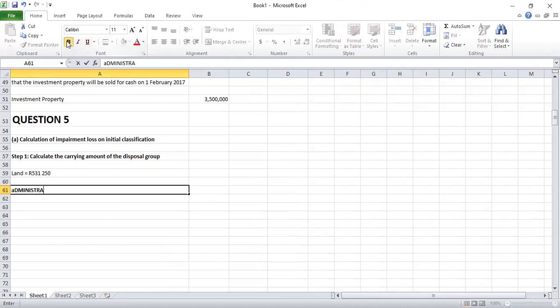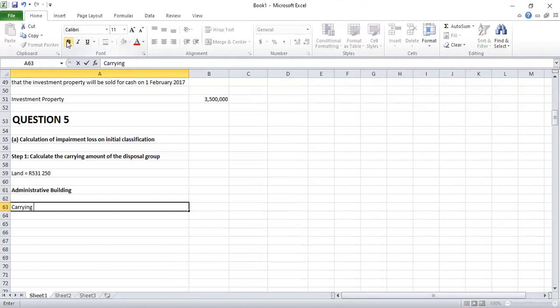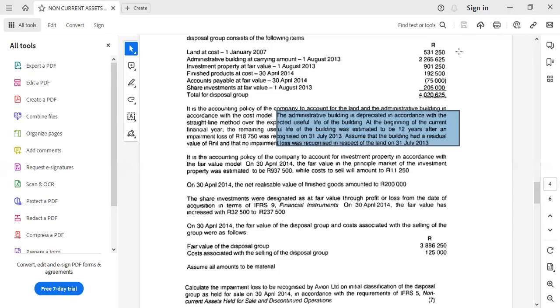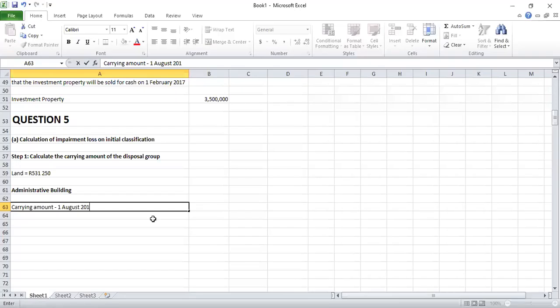Administrative building, carrying amount 1 August 2013. They are saying this carrying amount was after an impairment loss of 18,750. So first of all, we have to analyze it before the impairment loss. So we'd say 2,265,625. Let's first add back, because we need to know the carrying amount before the impairment. What do you get?